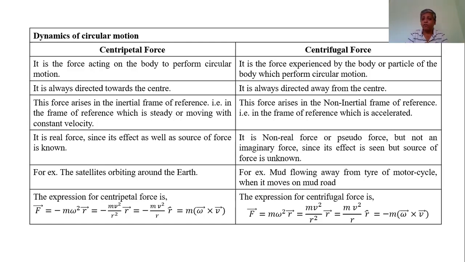As the man stops giving the motion, due to some air resistance or frictional resistance, the speed of that motion decreases. When it goes into decreasing speed, the radius becomes smaller and smaller. In that case the centripetal force is larger than the centrifugal force. These are the differences between centripetal force and centrifugal force. I have explained that with some examples.